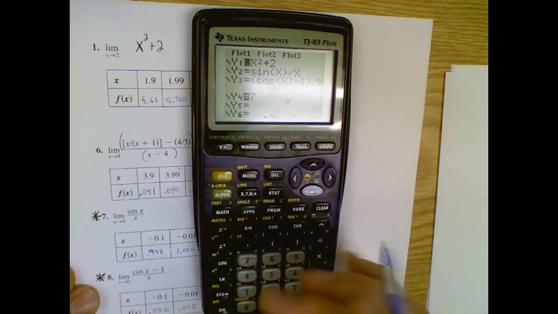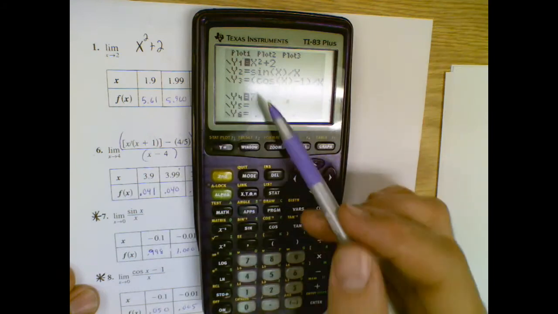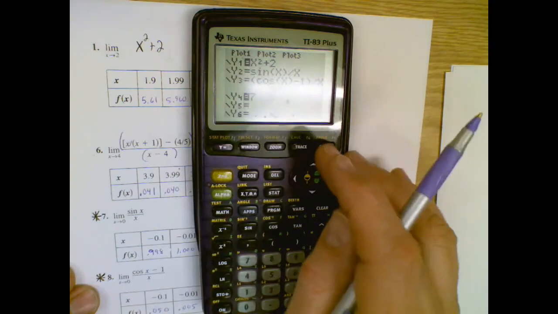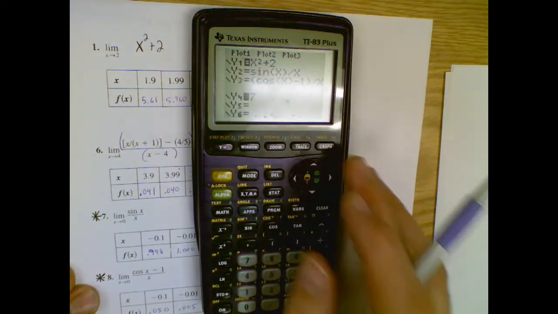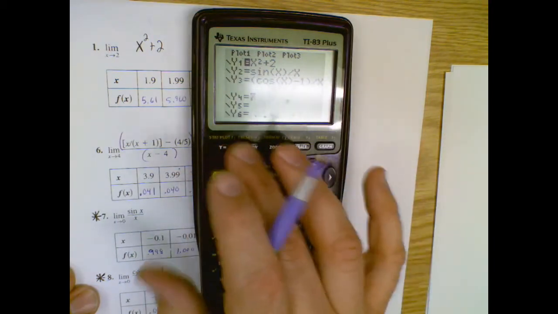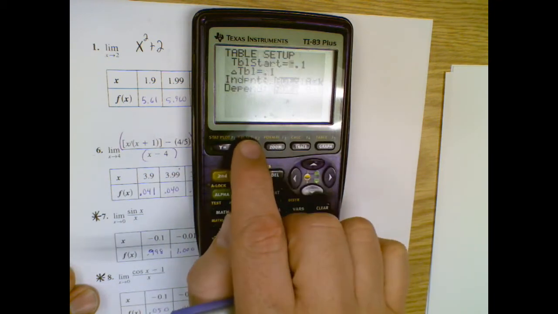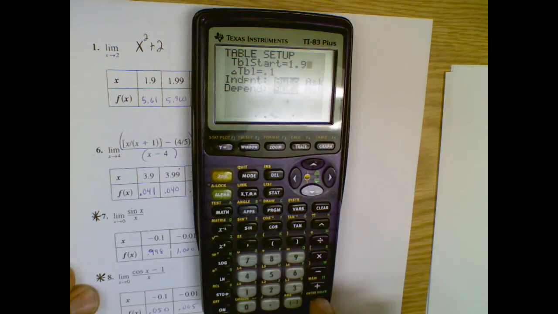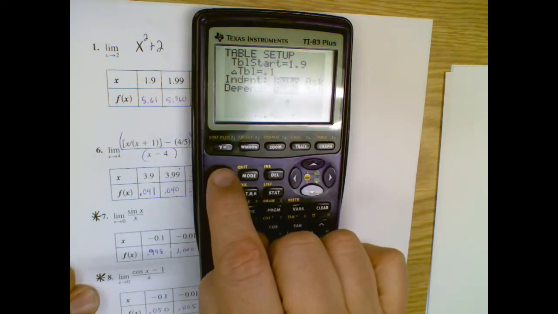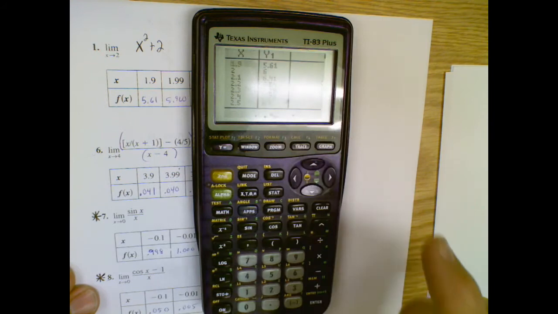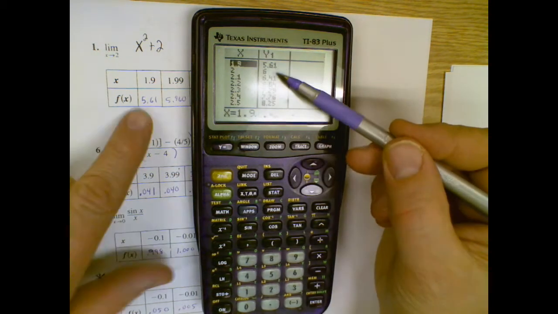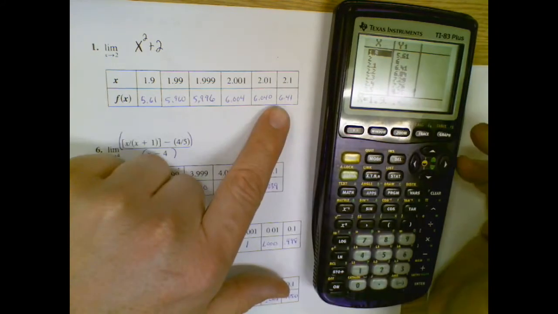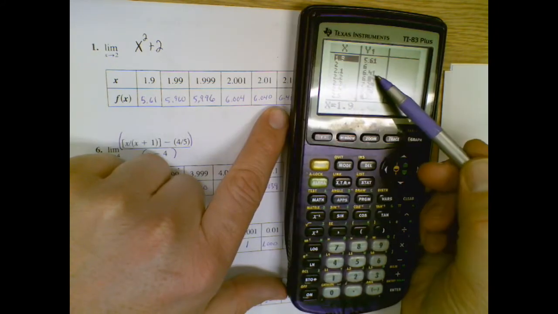If you type in the first one, x squared plus 2, and notice these are not highlighted, so they're not turned on, so they will not show up. This is because I'm too lazy to retype them. If you would go to the table setup, let's start the table at 1.9, and we'll count by 0.1s. And then if you go to the table, notice at 1.9 it's 5.61. I could fill that in. I could also go down and fill the 2.1 in. At 2.1, we have 6.41.